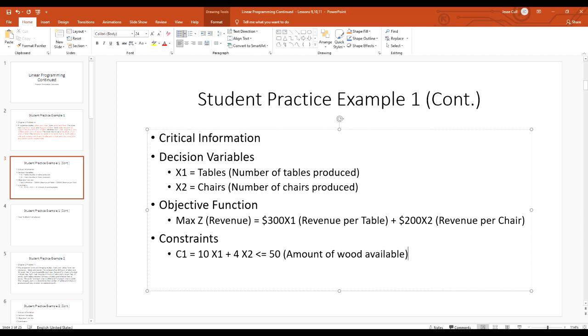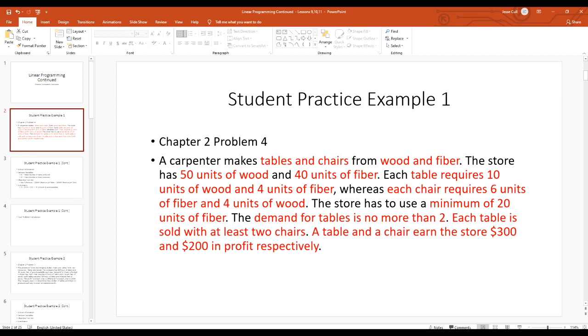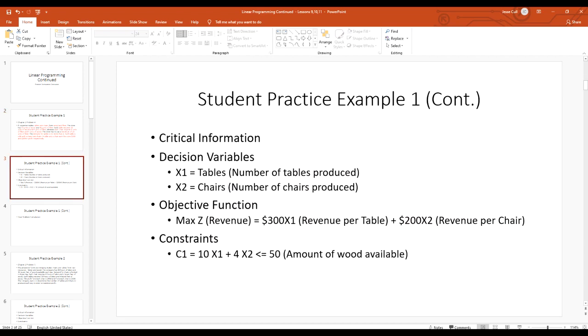is based on 50 units of wood available. So we come up here and we see table is 10 units of wood. Chair is 4 units of wood. Table is X1, so 10 X1. Chair is x2, so 4x2. And it must be less than or equal to 50, the total amount of wood available.